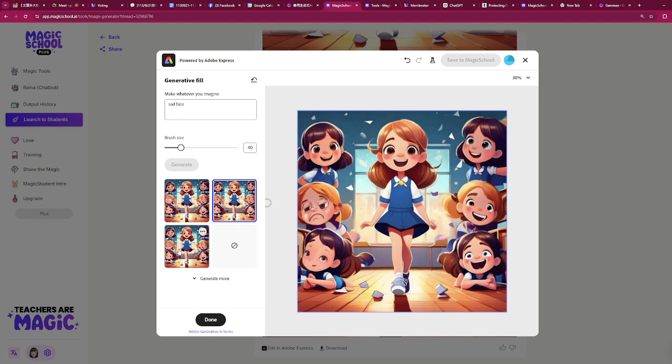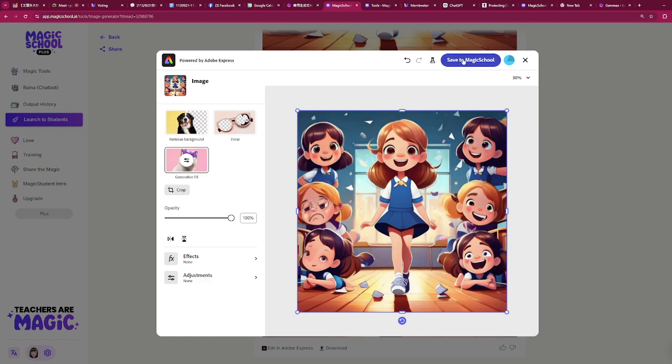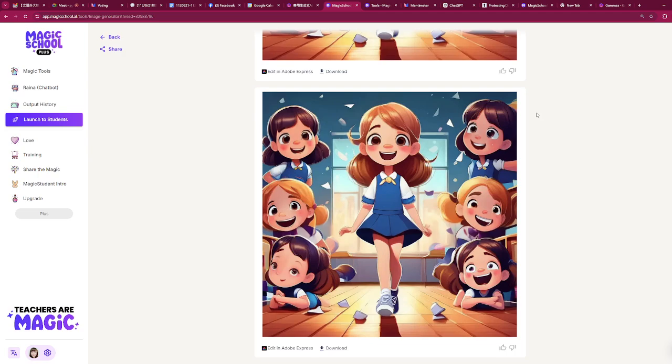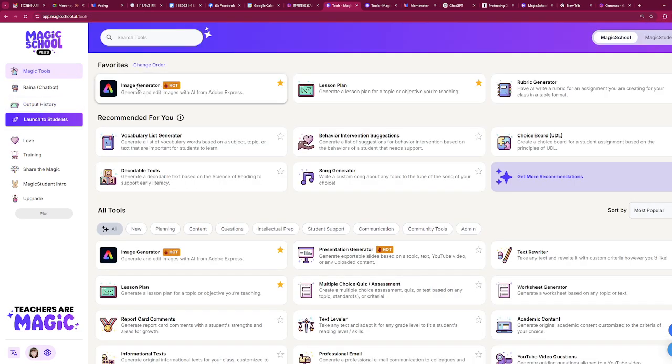So you have several options, and you can select from them. When it's done, you can save it to MagicSchool, or save it as a JPG, and you can use this for your PowerPoint. Okay, so that's one of the tools that I like, generative AI.